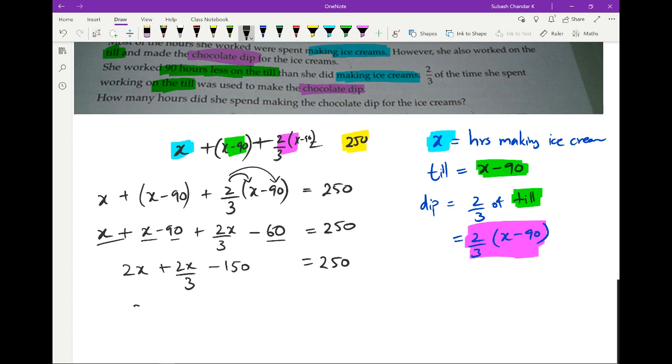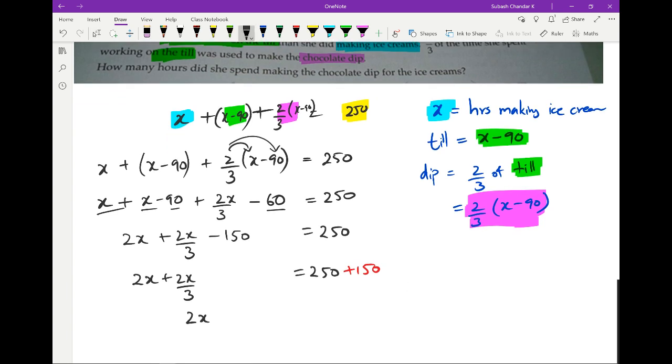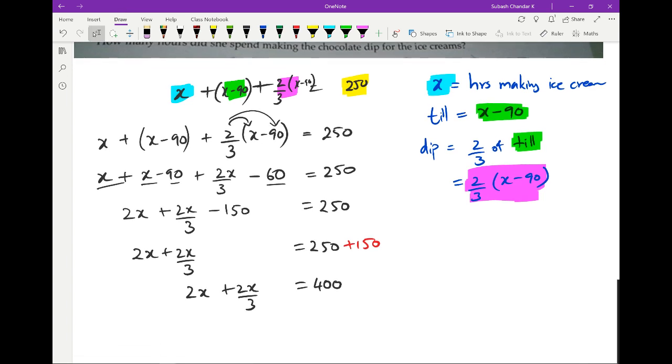One more thing: 2X plus 2X over 3 equals 250, and the minus 150 goes to the other side and becomes plus 150, so I've got 2X plus 2X over 3 equals 400. Why is it 2X over 3? Because I've taken the 2 and multiplied it with X. So 2 times X is 2X, and the denominator is just going to be 3. That's how I get 2X over 3. I've just expanded that bracket, really, that's why.